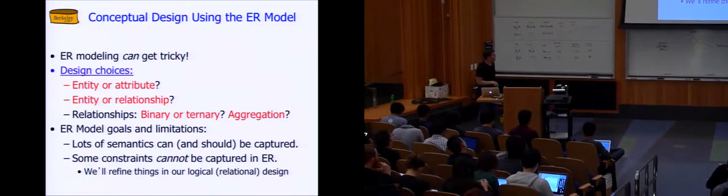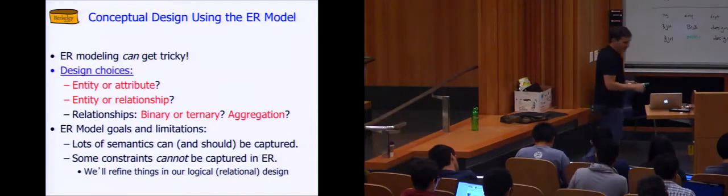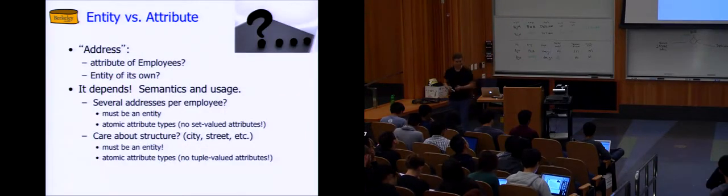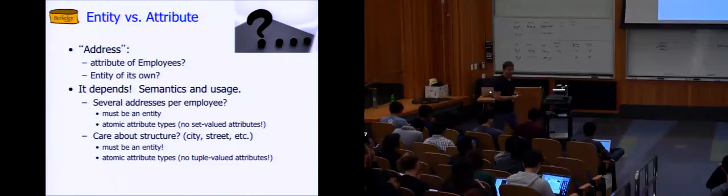All right, so just keep that in mind. But what we're going to do next is go through these red choices and get a little bit of a rubric around how to think them through, one at a time. So first off, entities versus attributes. Okay, so address. Should address be an attribute of employees, or should it be an entity of its own?